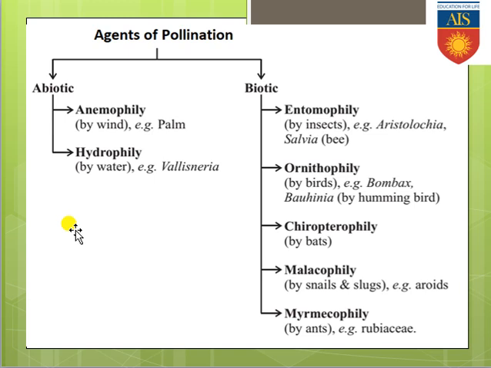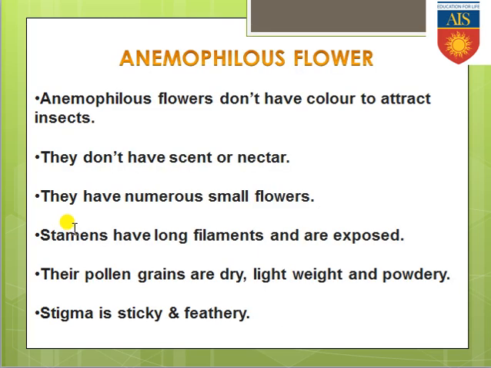So let's see the next slides. First you can see here the anemophilous flower. See the respective features of the anemophilous flower which is pollinated by the wind. Anemophilous flowers don't have color to attract insects because they are not pollinated by insects. They don't have scent or nectar because these things are not needed, as they are not attracting insects. They have numerous small flowers. Small flowers are enough for them. Stamens have long filaments and are exposed.